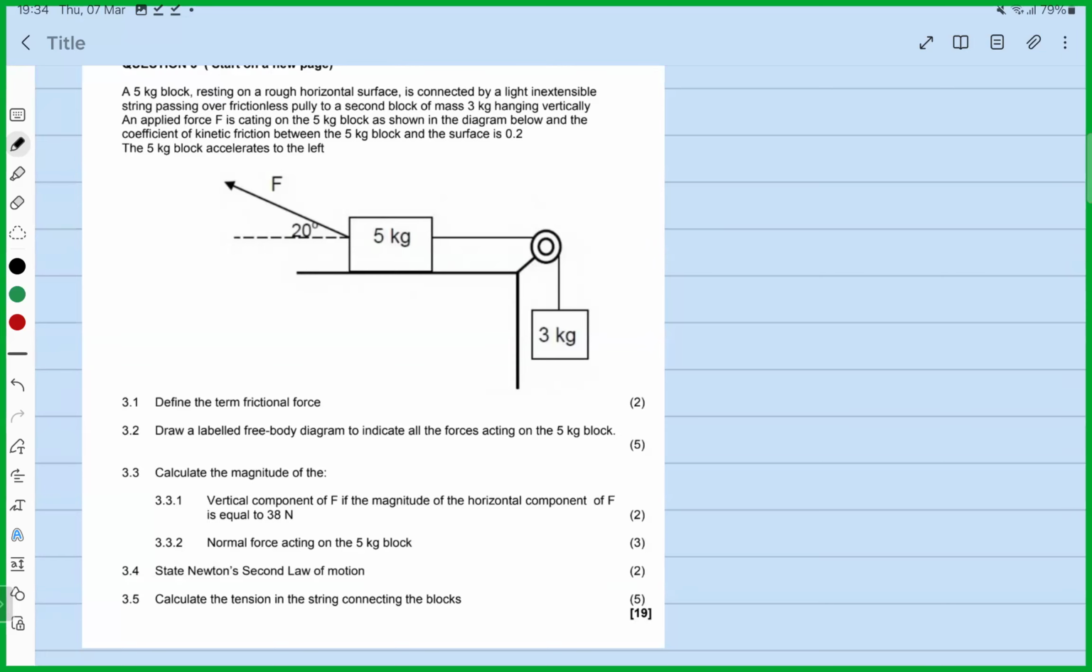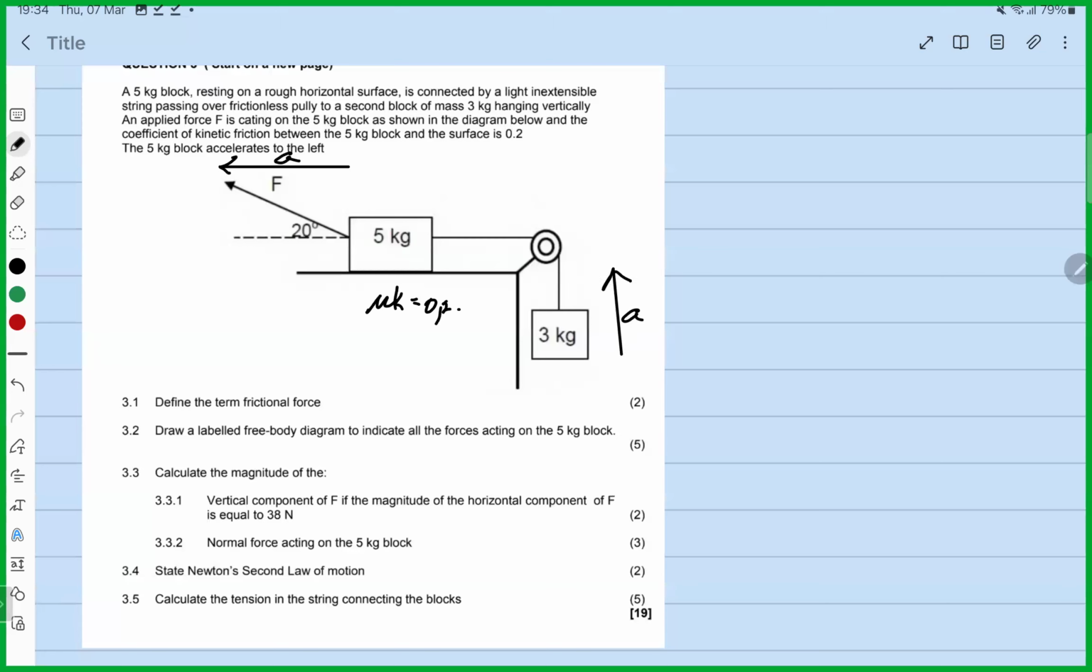All right, let's start. A 5 kilogram block resting on a rough horizontal surface is connected by a light, inextensible string passing over a frictionless pulley to a second block of mass 3 kilograms hanging vertically. An applied force F is acting on the 5 kilogram block as shown in the diagram below, and the coefficient of kinetic friction is 0.2. The 5 kilogram block accelerates to the left. That's very, very important. If that accelerates to the left, it means the 3 kilogram block accelerates upwards.